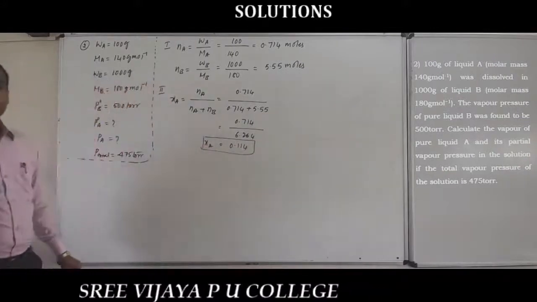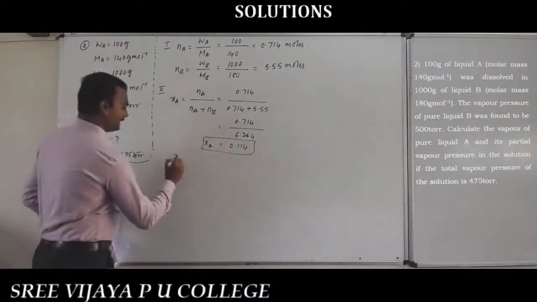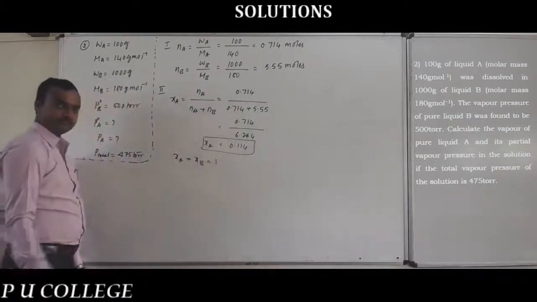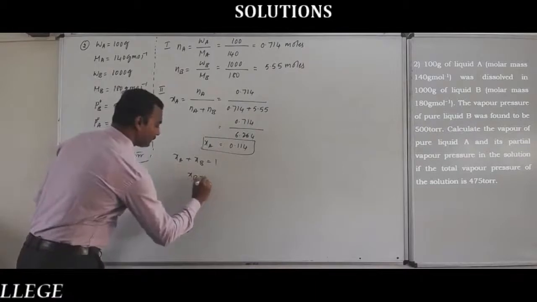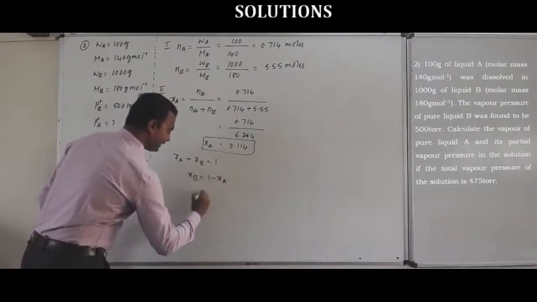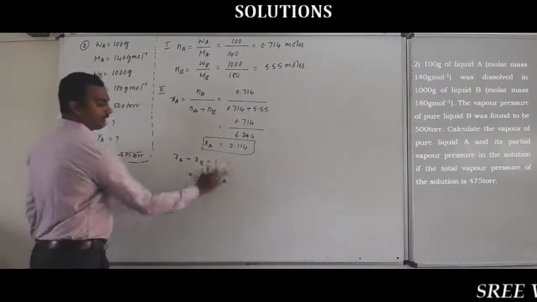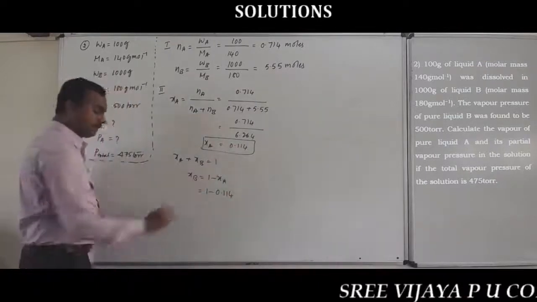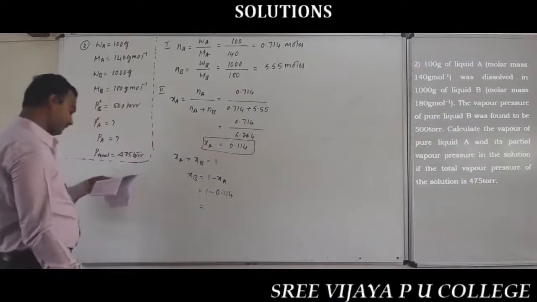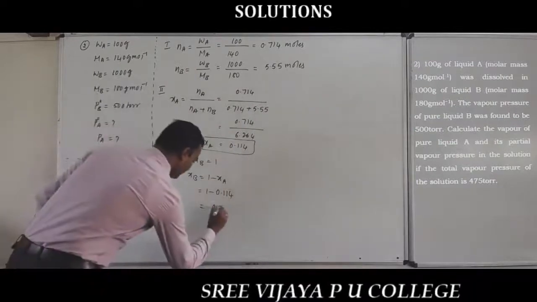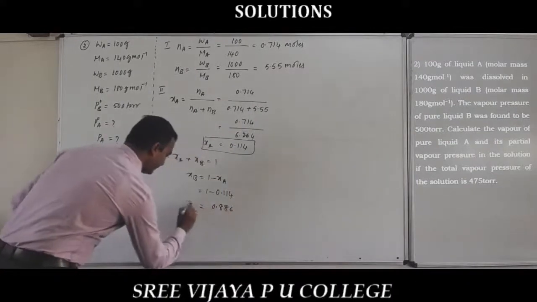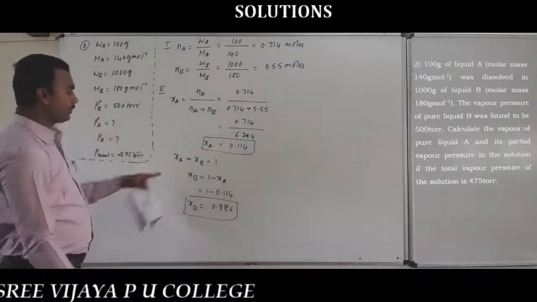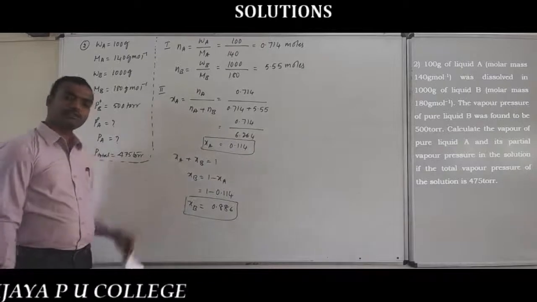Once you know the mole fraction of component A, you can easily calculate that of component B. That is XA plus XB is equal to 1. So XB is equal to 1 minus XA, that is 1 minus 0.114. Mole fraction has no unit. So XB is equal to 0.886. That is the mole fraction of component B. So now we know the mole fraction of component B and of component A.